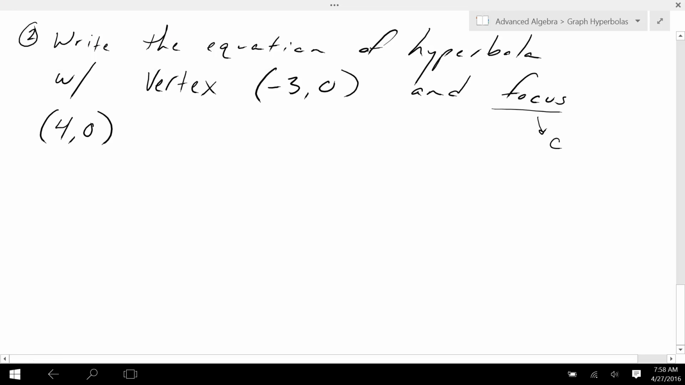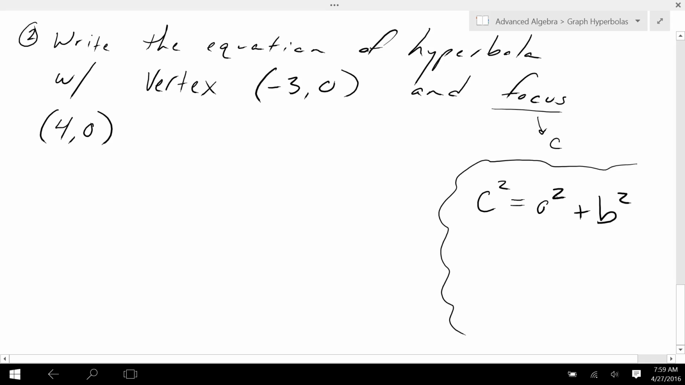All right, the other major difference here is how we calculate the focus point. In an ellipse, it was C squared equals A squared minus B squared, but in a hyperbola, it's going to be A squared plus B squared. Notice the difference, right? In this one, it's going to be addition. It's a little different than an ellipse. The way I always thought about it is that hyperbolas are subtraction, so then we calculate C squared with addition. It's kind of like the opposite of whatever the actual formula is.